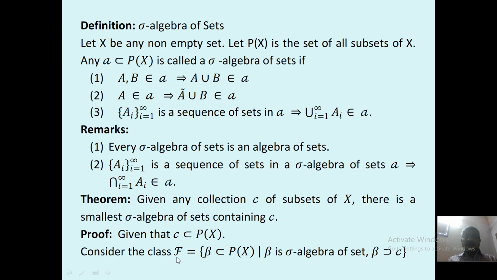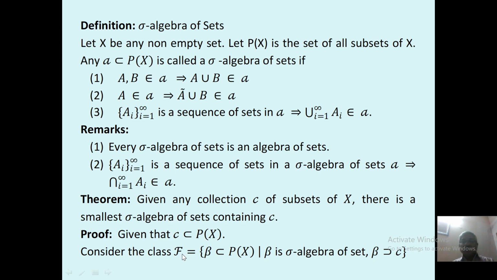Now consider the class script F equal to, it is the collection of script B which is subset of power set of X, where B is sigma algebra of sets and B contains C. તો C કન્ટેન કરતા હોય એવા તમામ સિગ્મા અલ્જીબ્રા ઓફ સેટ્સ લઈ અને F માં ભેગા કરી આવે.